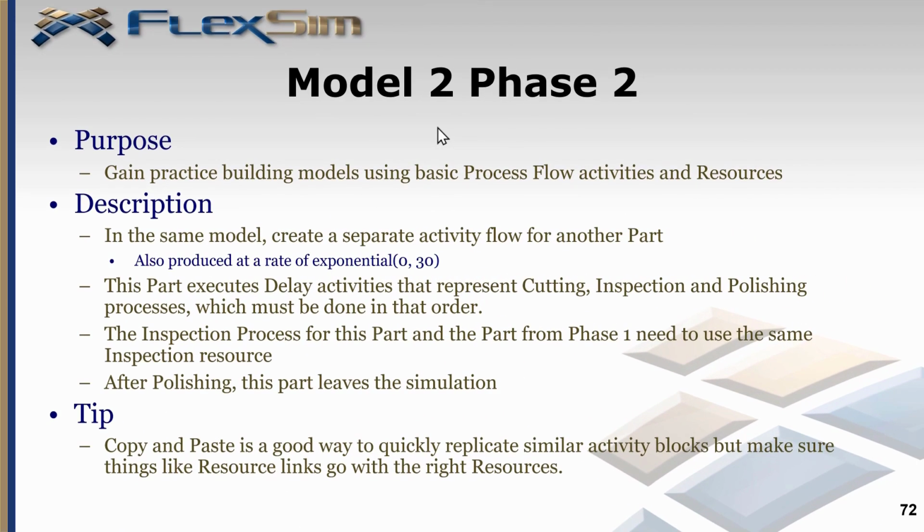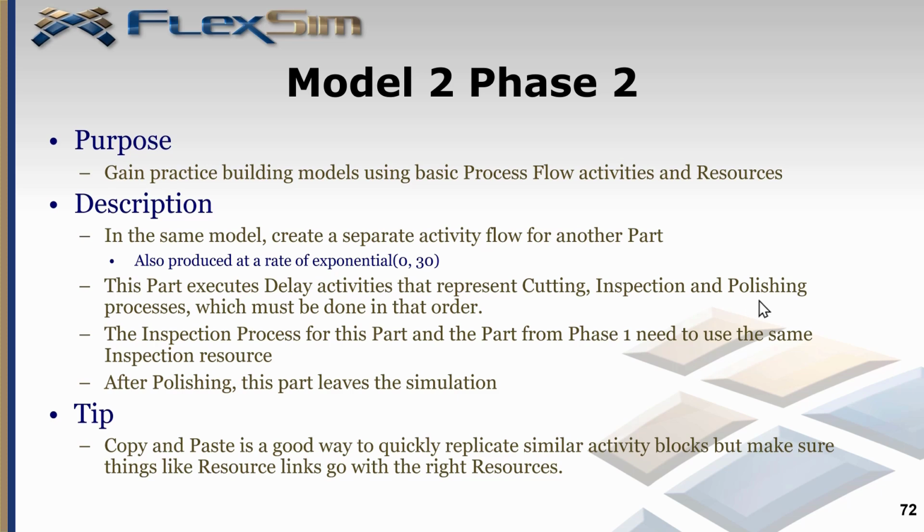Okay, we're going to jump right into phase 2, model 2. This will give us more practice in using process flow activities and resources. You're going to use the same model that we used in phase 1. Start with that and then create a separate activity flow for another part that will also be produced at a rate of exponential 0, 30. This part executes delay activities that represent cutting, inspection, and polishing. So phase 1 part was inspection, painting, and curing.